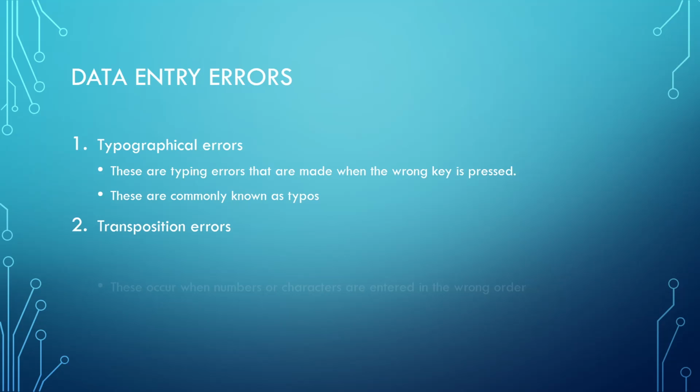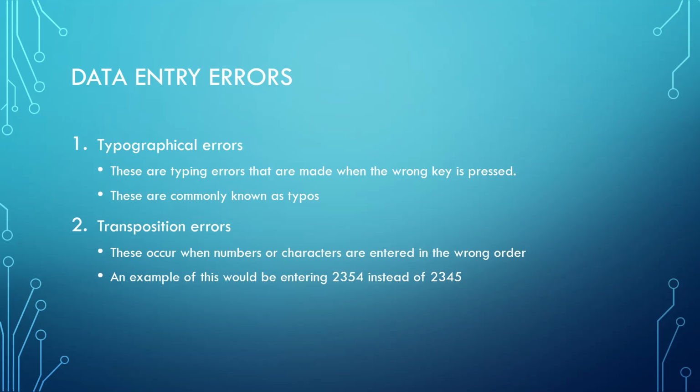So typographical errors are only with like letter keys? No, not just with letter keys. Anything that is on the keyboard. If you type the wrong key, that's a typographical error. So typographical errors include transposition errors. Yes. There is some overlap there. But typographical errors more have to do with the keyboard. Transposition errors would more have to do with the person entering the data.